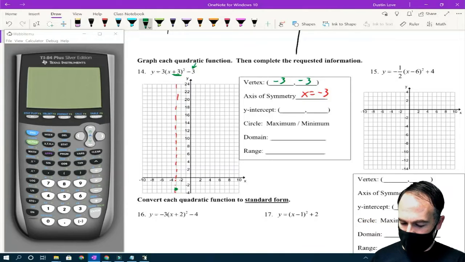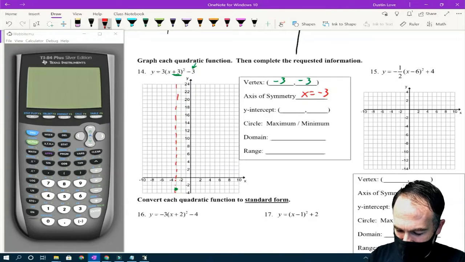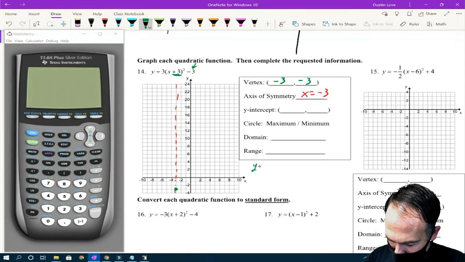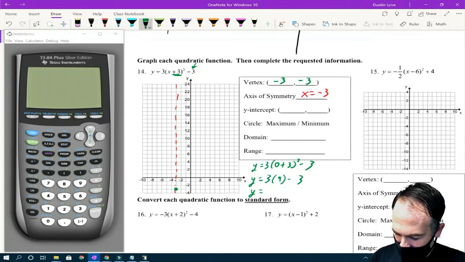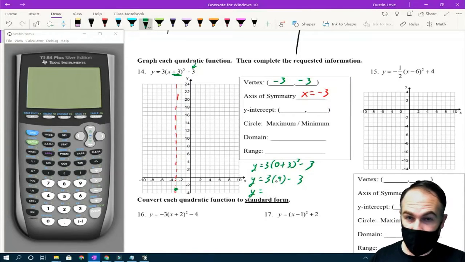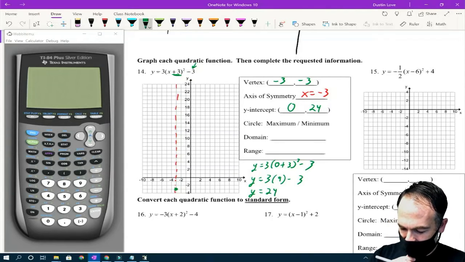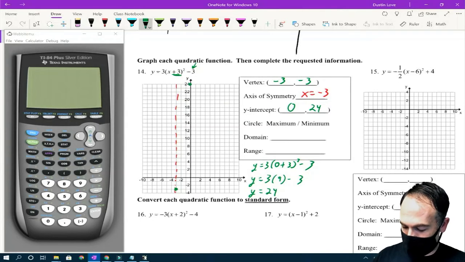Now the y-intercept is a little bit more difficult to find on these. We're going to have to plug in x equals 0. And so we're going to do y equals 3 times 0 plus 3 squared minus 3. Well, 3 squared is 9, so 3 times 9 minus 3 comes out to 3 times 9 is 27, minus 3 is 24. So 0, 24. And what do you know? The graph goes up that high. It's almost like we intended for that to happen.